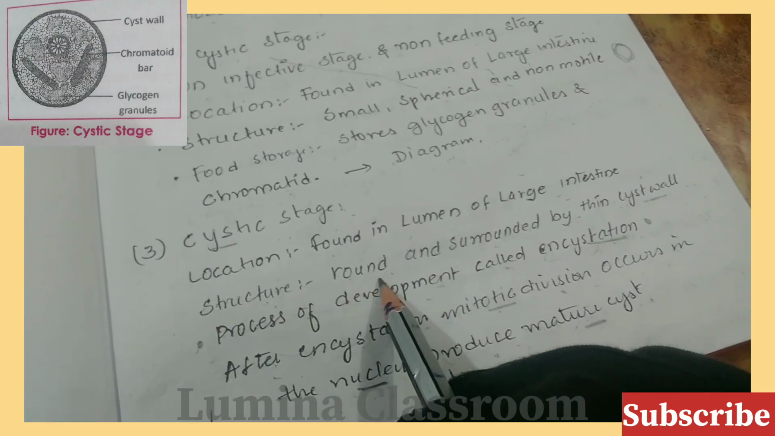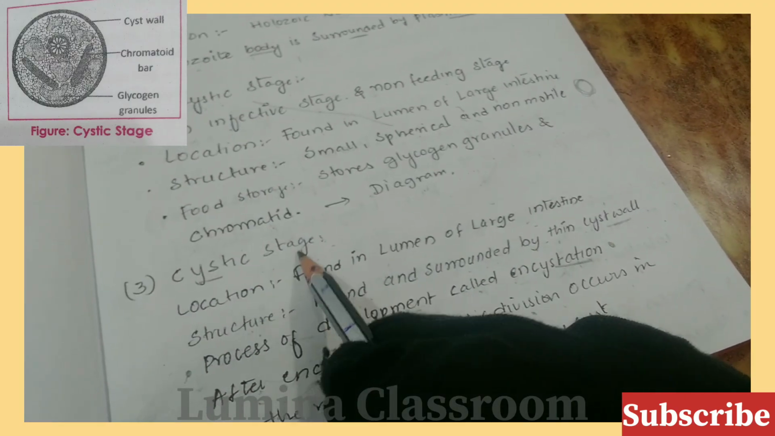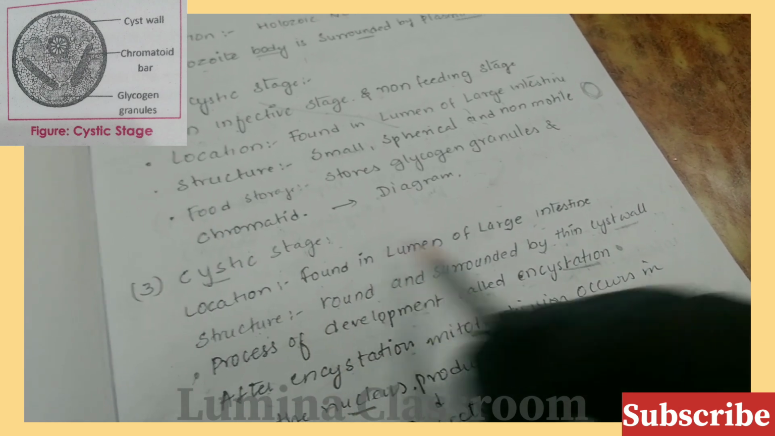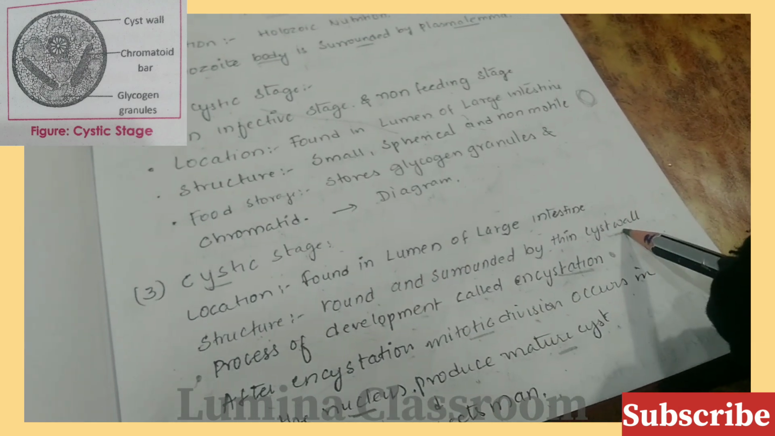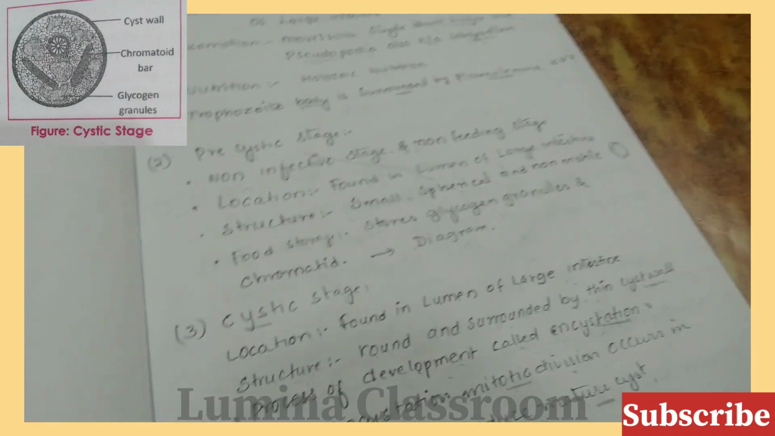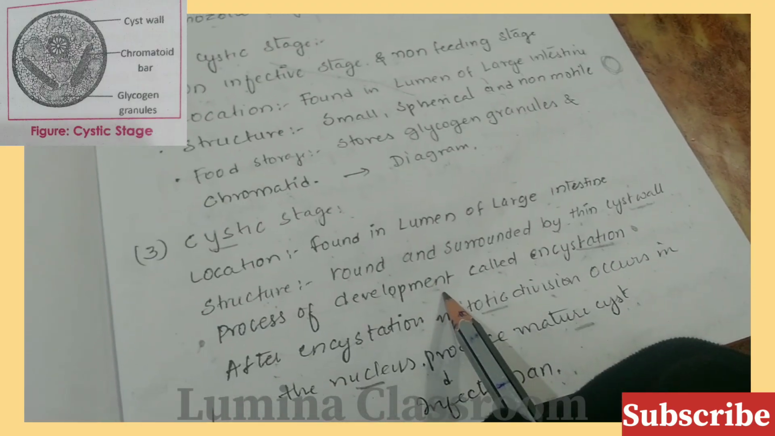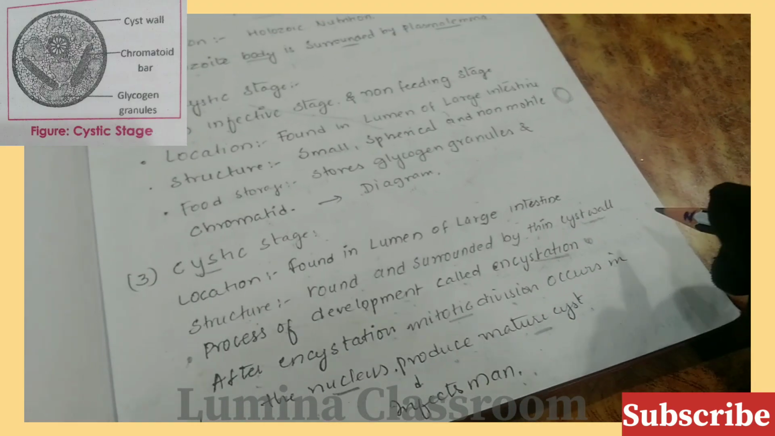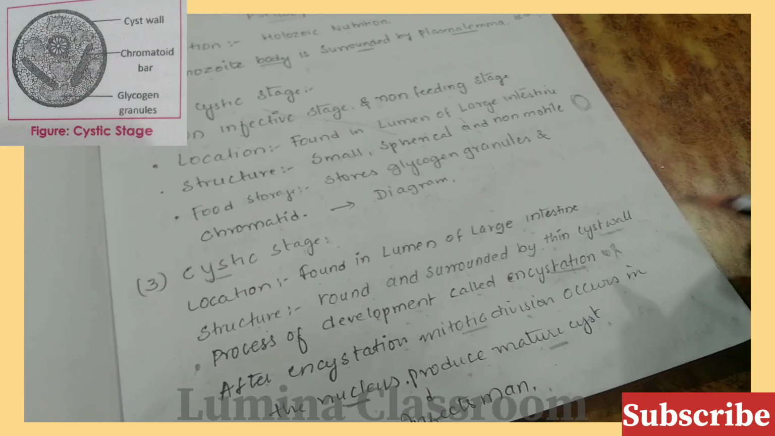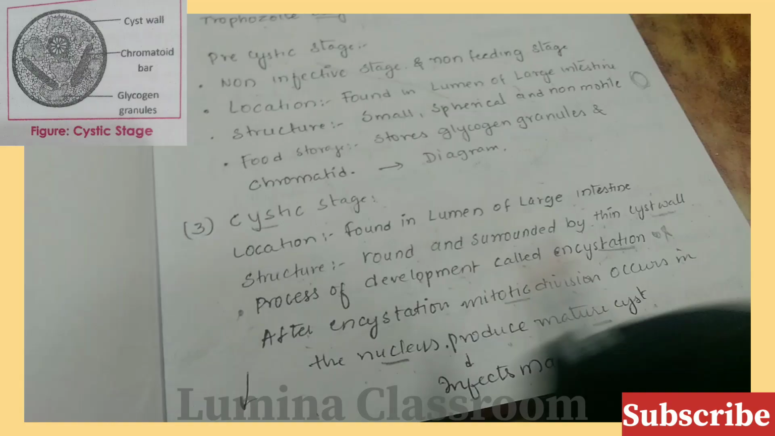Structure: round and surrounded by a thin cyst wall. If we are discussing the cystic stage, the structure should be round, surrounded by a cyst wall. You should remember it like this if you're just learning a day before the exam. The process of development is called encystation. You should write this point. Don't forget to write this point.